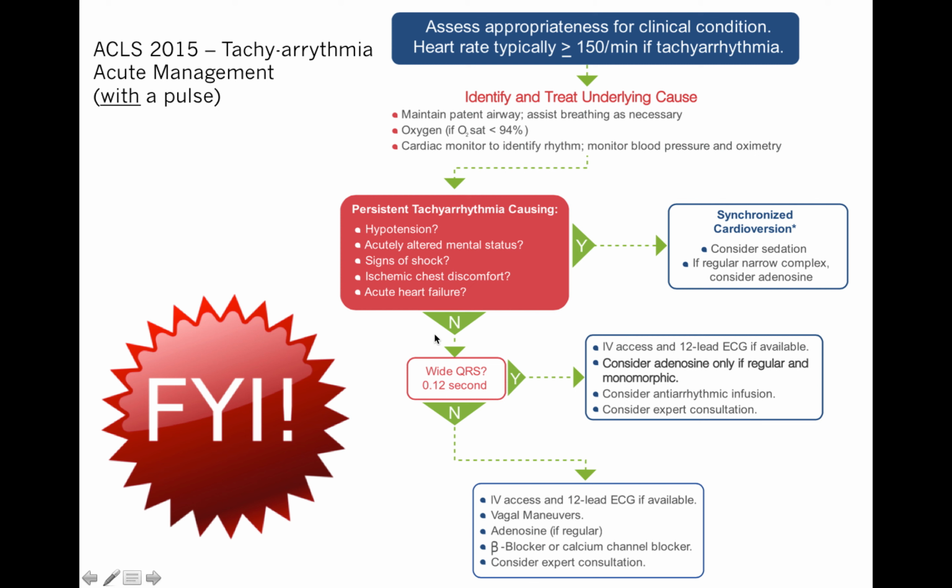If the patient is stable, then you have a chance to do a 12-lead ECG and reassess the rhythm. You also have a chance to get an IV access and attempt different medications or maneuvers prior to cardioversion. So if the QRS is wide, then the rhythm could be ventricular, and you might need antiarrhythmic infusion or consultation with a cardiologist. You may consider adenosine if you suspect that this is SVT with aberrancy. If the QRS is narrow, then it's SVT, and you might want to try adenosine or vagal maneuvers.